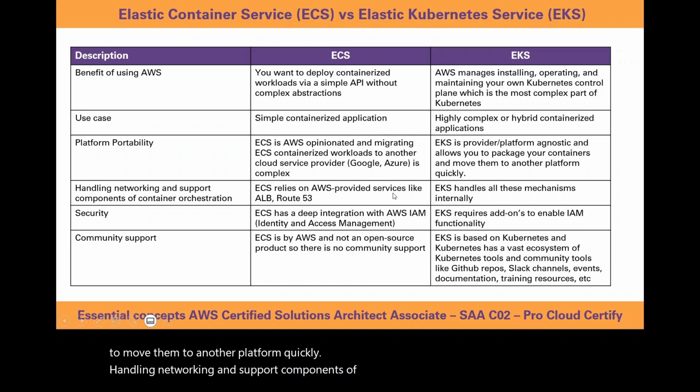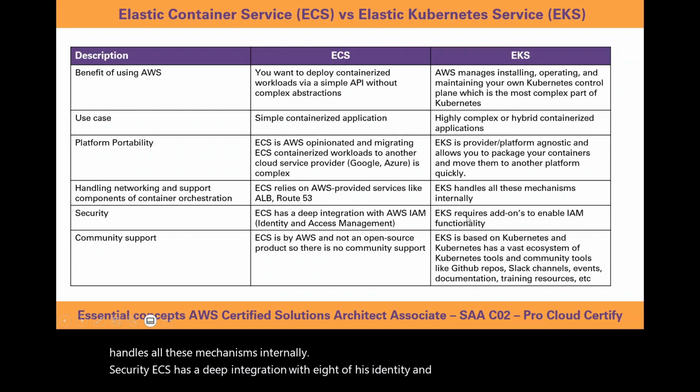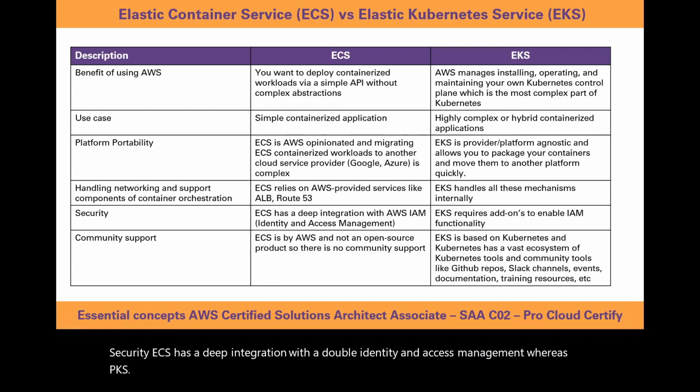Handling networking and support components of container orchestration. ECS relies on AWS provider services like ALB, Application Load Balancer, and Route 53, whereas Elastic Kubernetes handles all these mechanisms internally. Security. ECS has a deep integration with AWS Identity and Access Management, whereas EKS requires add-ons to enable IAM functionality.